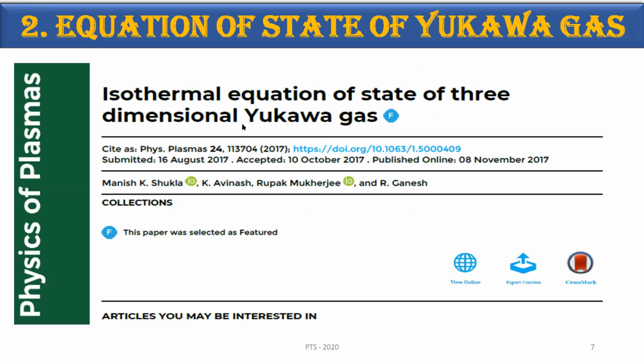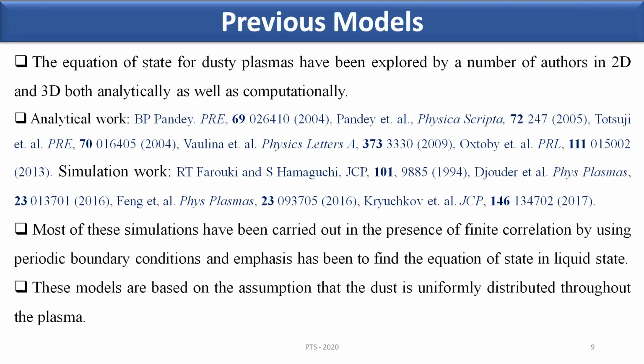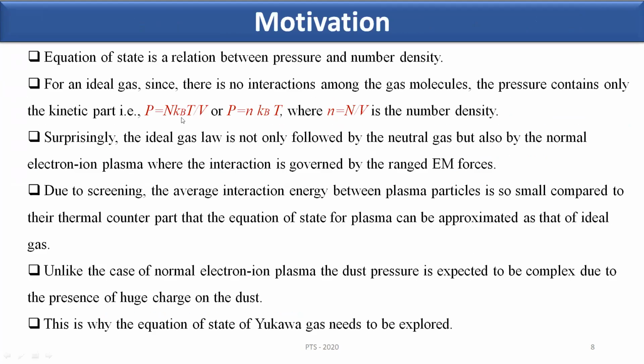So now the next topic, which I am going to emphasize much more, is the equation of state of Yukawa gas. The reference for this topic can be found in this paper. Let me start with why we study the ideal gas equation of state. We know that for the ideal gas, the pressure is given by the ideal gas equation, PV equals nRT. In this ideal gas, the pressure comes only from the kinetic part because there is no interaction at all.